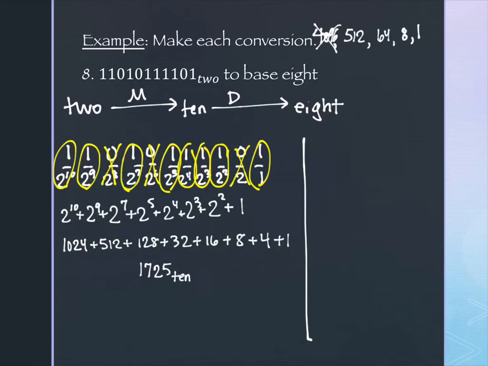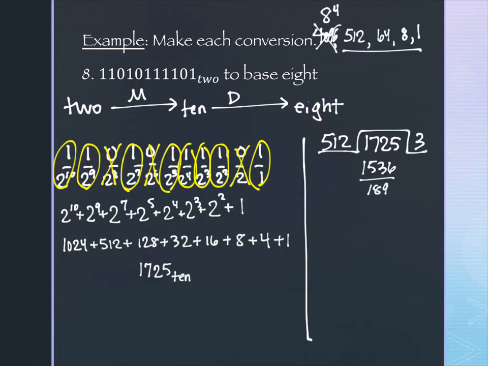This one was 8 to the 4th. It's too big. So these are the 4 values that I'll be dividing by. So I have 17, 25, and I'm going to divide by 512. So it goes in 3 times. 3 times 512 is 1536. If I subtract, I get 189.